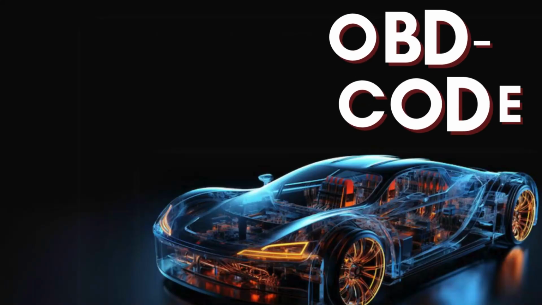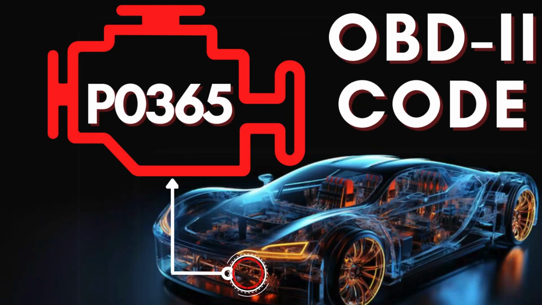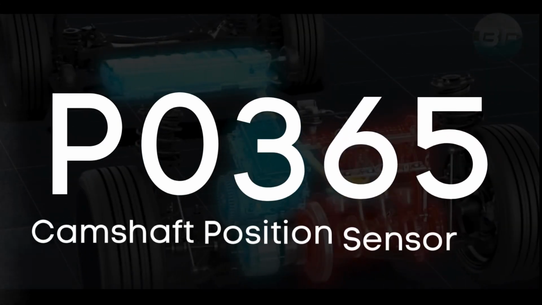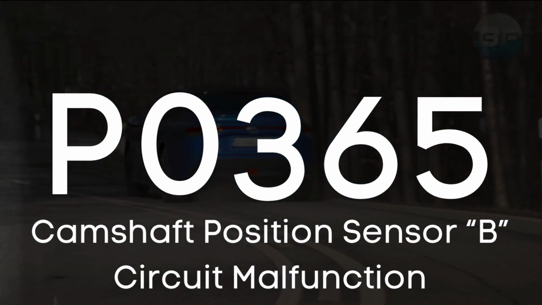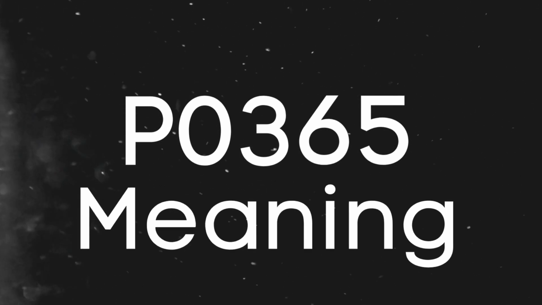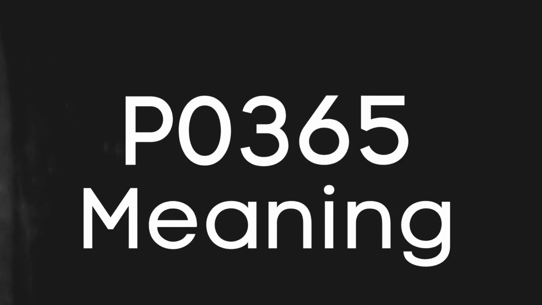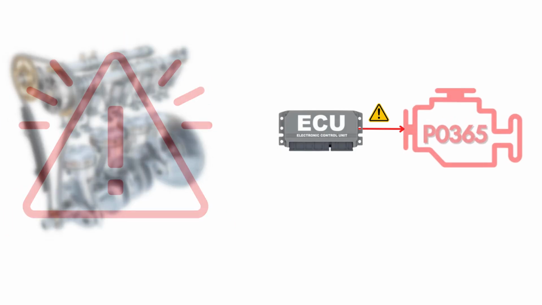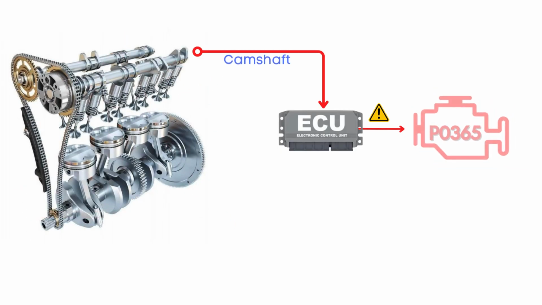In this video, we're diving into everything you need to know about OBD-II trouble code P0365, also known as the camshaft position sensor B circuit malfunction. First, let's understand what the P0365 code is. The P0365 code means that the ECM detects a problem in the circuit that monitors the camshaft position sensor B.